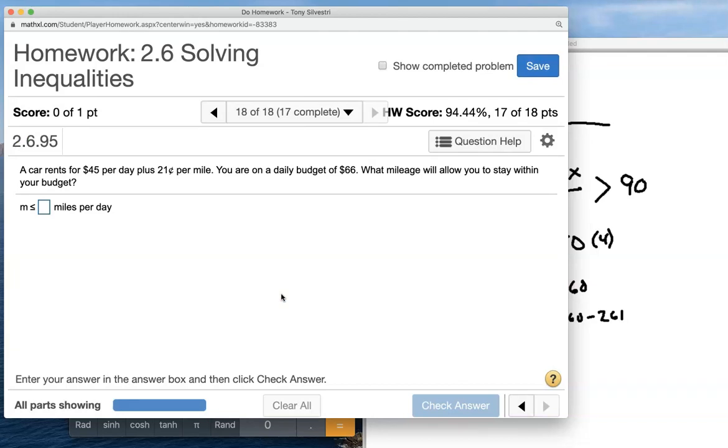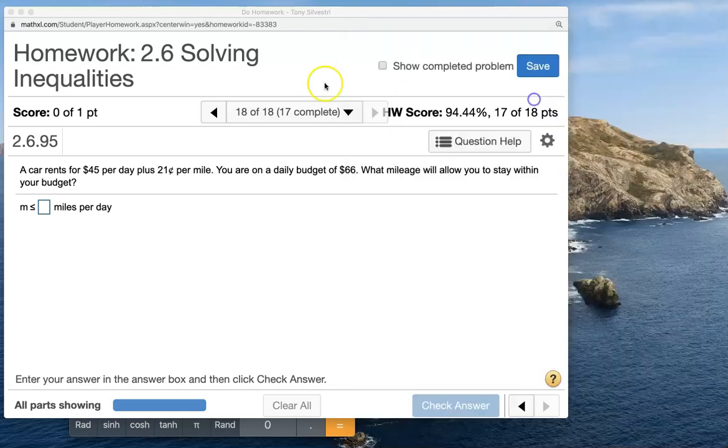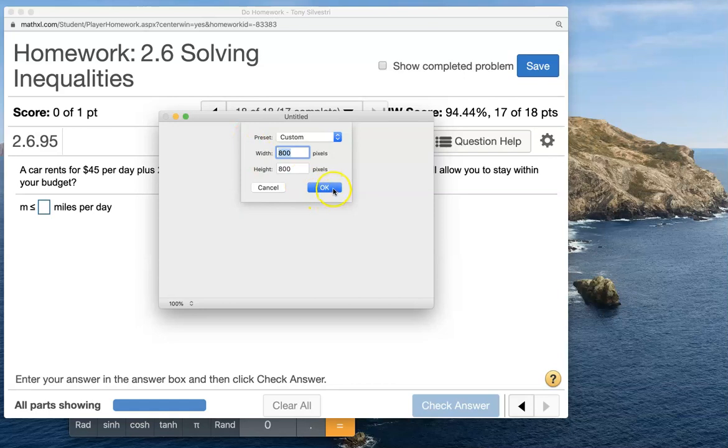Last one. A car rents for $45 a day plus 21 cents a mile. You're on a daily budget of $66. What mileage will allow you to stay within your budget? Fresh sheet of paper.